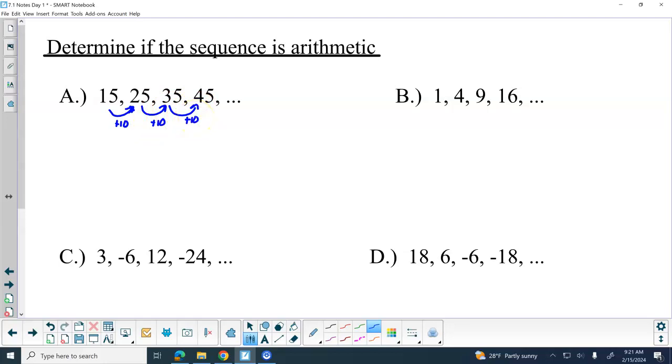So yes, that one is arithmetic. Second one. Started by adding 3, right? But then I added 5. So that one is not, because it's not the same. It's got to be the same. Okay?